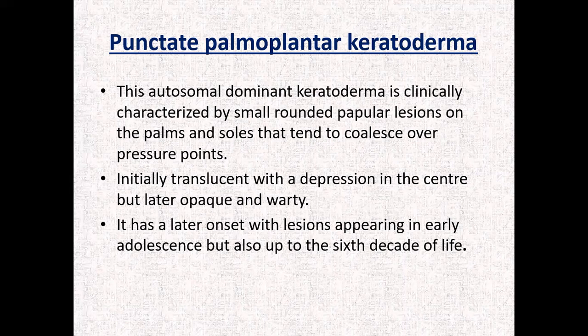Then punctate palmoplantar keratodermas. This punctate palmoplantar keratoderma is in autosomal dominant inheritance and is characterized by small round papular lesions on palmar and plantar aspects that coalesce over the pressure points. Initially translucent with depression in the center, but later opaque and warty. The onset appears early in adolescence, but may extend up to the 6th decade.